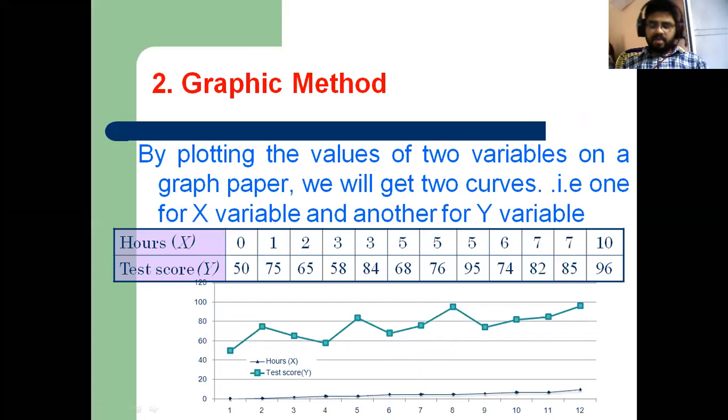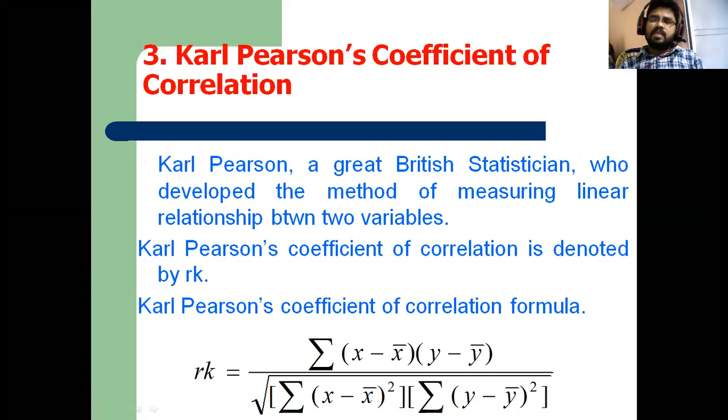Then the third one is the mathematical or algebraic methods. Within the algebraic methods, the first one is Karl Pearson's coefficient of correlation, which is a very important coefficient of correlation to measure the association between two variables. Before knowing that, we need to understand who Karl Pearson is.